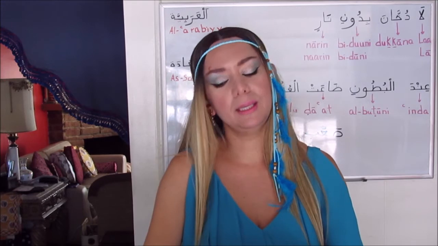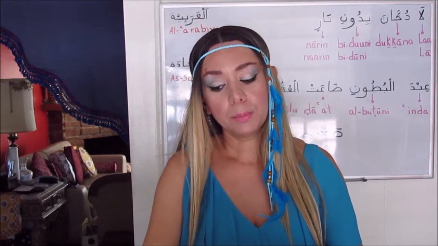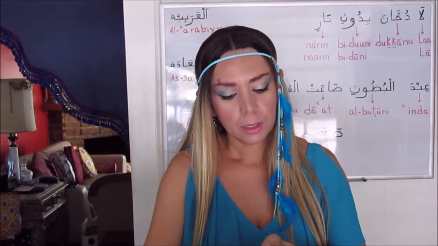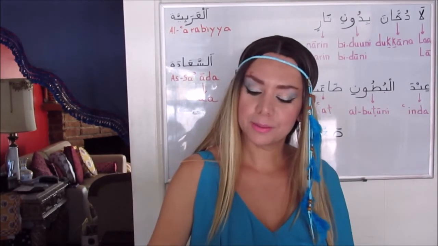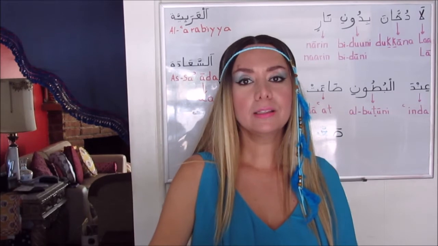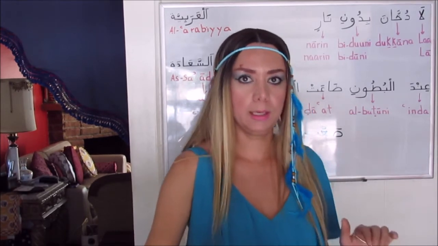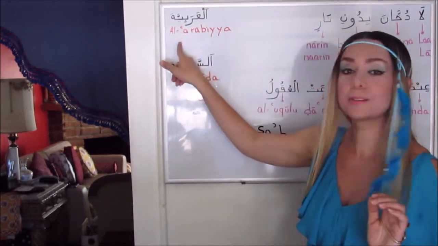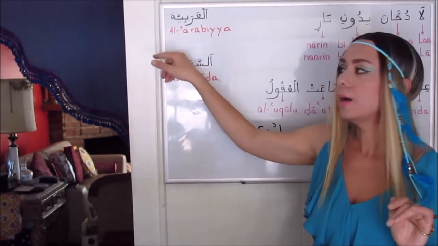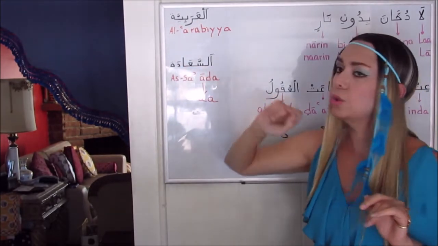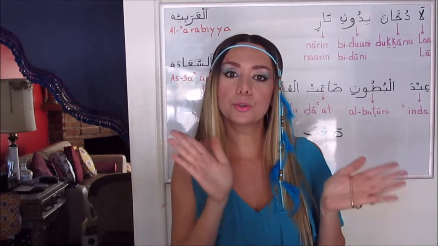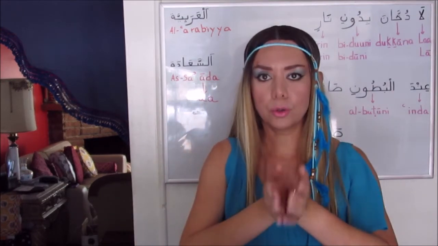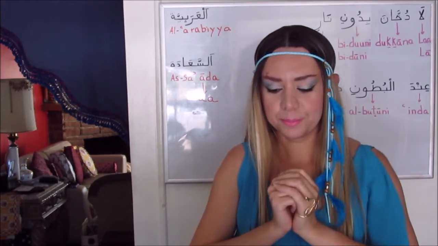The sun letters. And prefixed with al. In the case of all other letters, al is pronounced fully, as with this word, al-Arabiya, because the ain does not belong to the group of the solar letters.